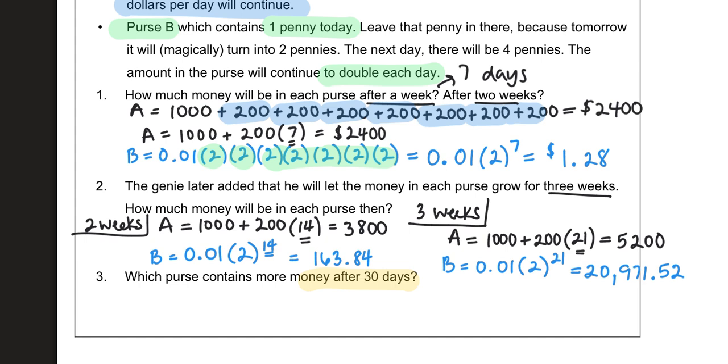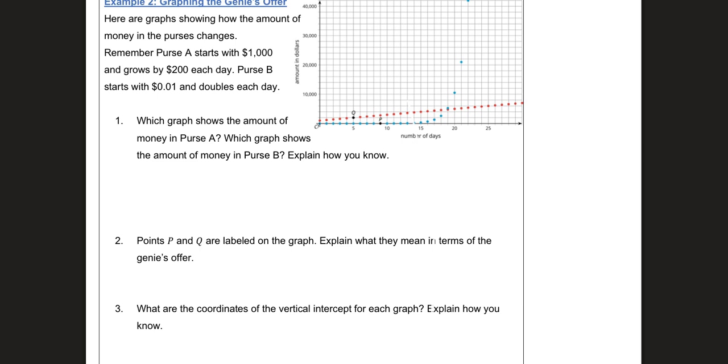Okay? So for our last question here, which purse contains more after 30 days? So initially with 1 week, A had more money than B. In 2 weeks, A still had more money than B. But once we got to 3 weeks, now A had less than B. So after 30 days, purse B will contain more money. Okay? So go ahead and look at the next page.